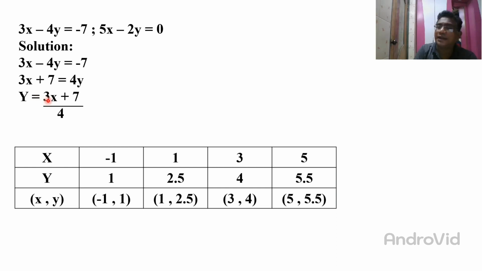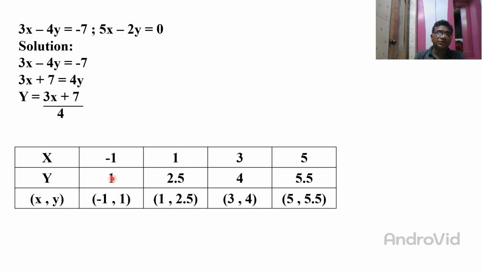So 3 into -1. 3 ones are 3. What do you get? -3. Why -3? Because 3 is positive, 1 is negative. Sign is not same, so answer is negative. So here you get -3 and here you get +7. The signs are not same, because 7 is positive and 3 is negative, so subtraction. 7 minus 3, what remains? 4. Bigger number sign is plus, so plus 4. So 4 divided by 4, 4 ones are 4. So you get y value is 1. So x value -1, y value 1.